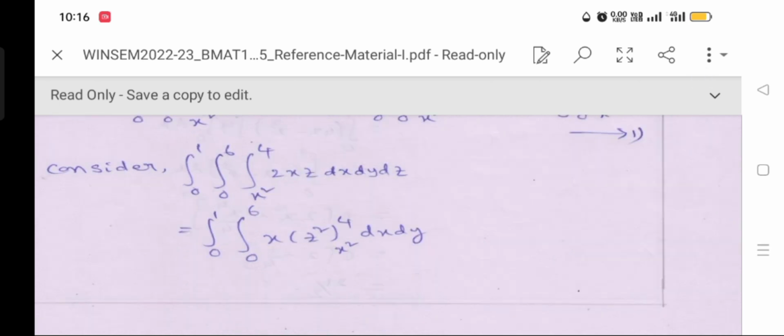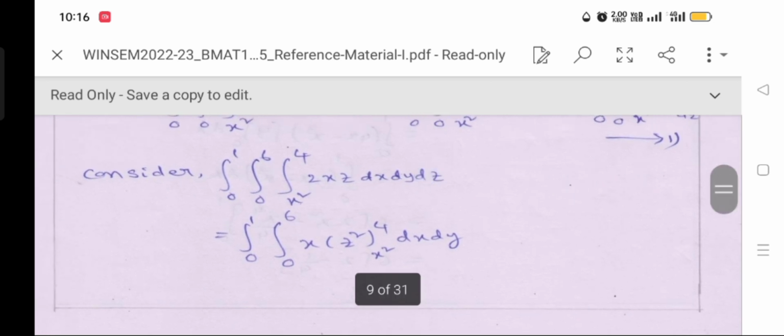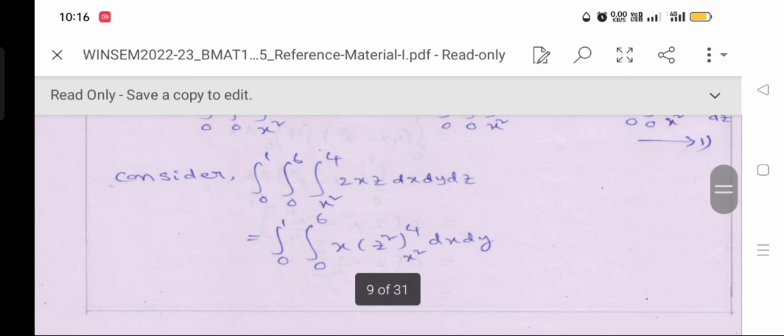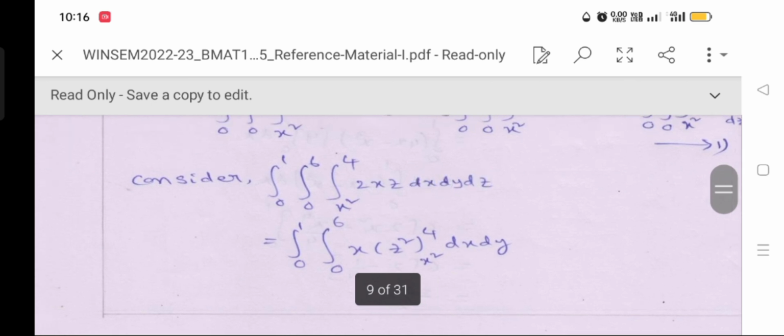Now let us consider the x axis, the i component. The first i component, 2xz dx dy dz. We start with the dz integration first: integrating with dz, then integrating with dy, then integrating with dx. Now integrating with dz, here 2xz is there, and z is the variable.